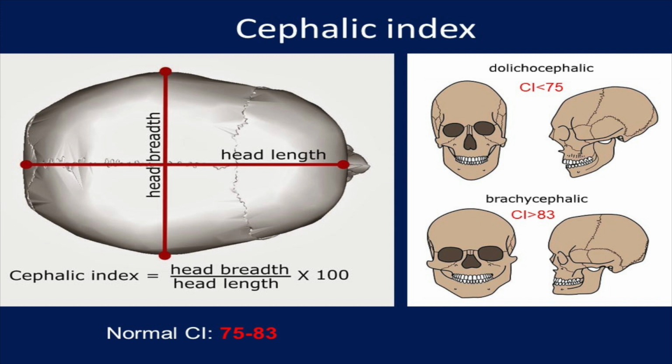It can be long and narrow, such as a dolichocephalic, also known as scaphocephalic, where the cranial index is less than 75, or flat and tall, like a brachycephalic, where the cranial index is greater than 83. A normal cranial index is between 75 and 83.